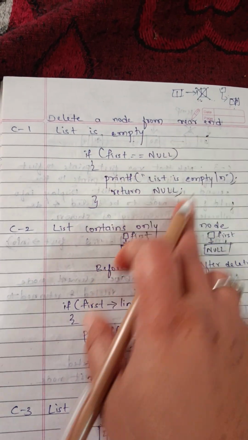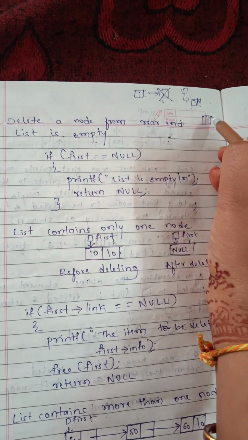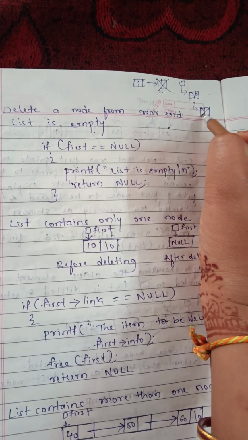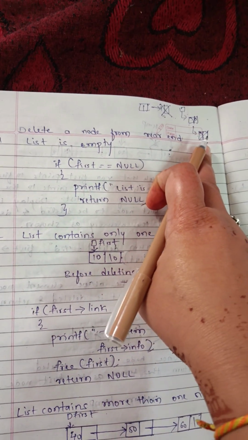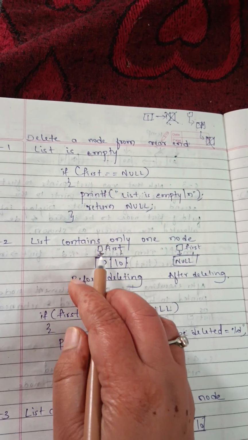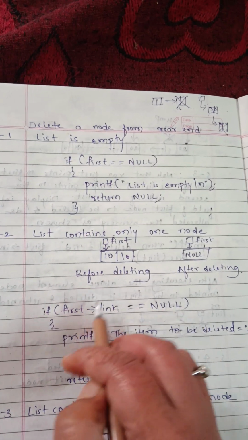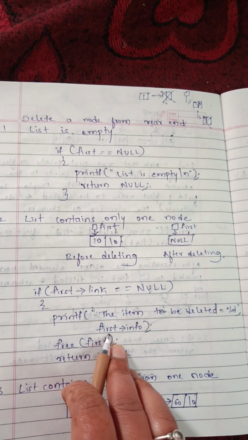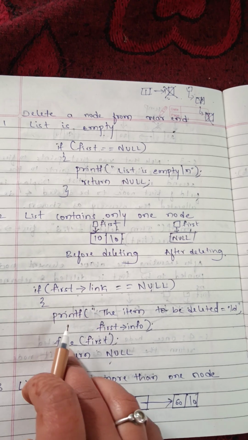Case 2, the list contains only one node. If it consists of only one node, then you have to delete it. See here, the list contains only one node, so first of info, and first of link is holding null. Before deleting, if first of link equal to null, you fetch the first of info, free the first, return null. This is the second case.